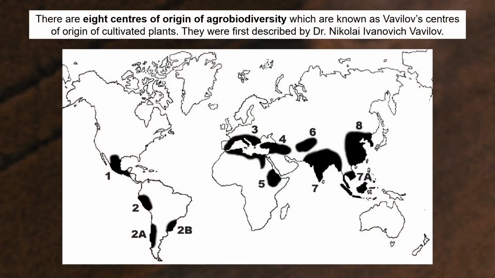And when we talk about centers, especially centers of origin, there are 8 centers of origin of agrobiodiversity, which are also known as Vavilov centers of origin of cultivated plants. In fact, they were first described by Dr. Nikolai Ivanovich Vavilov. All the crop varieties used at present originated from one of these centers of origin. So these areas still continue to be home to the largest pool of agricultural biodiversity. Let us have a look at what those 8 centers of origin are.